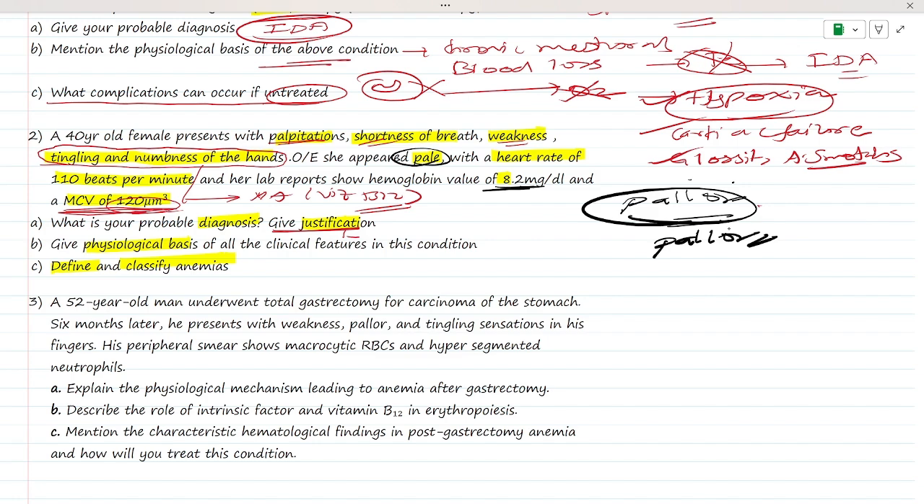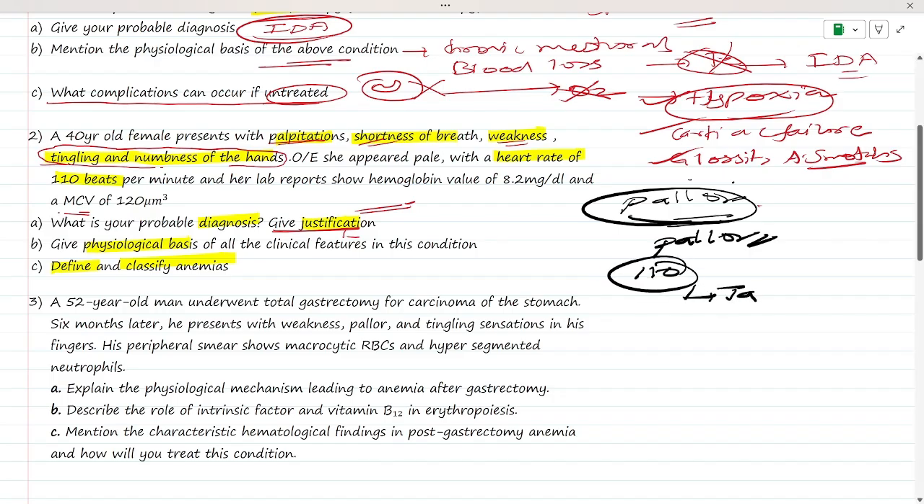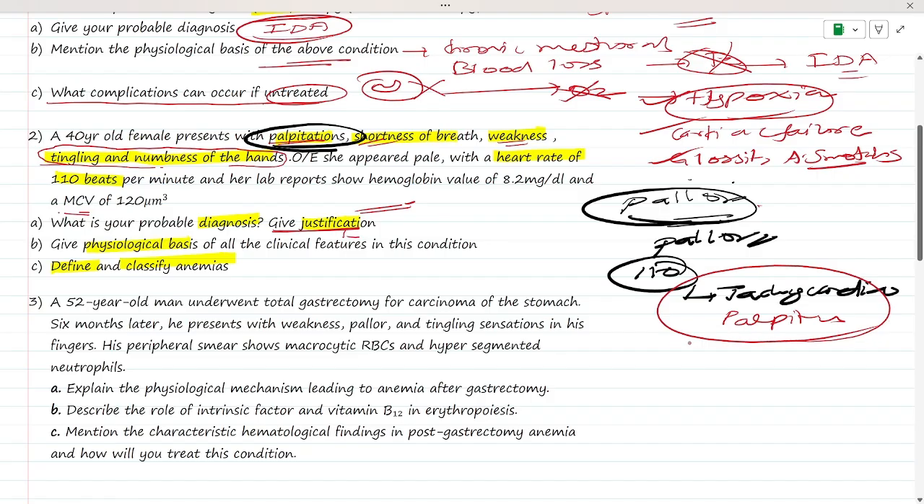Okay. And what is the reason for palpitations? You can see in the question they have mentioned the heart rate. The heart rate is 110 beats per minute. What does this heart rate indicate? It indicates tachycardia, right? And even in the question they have mentioned palpitations also. So this tachycardia along with palpitations occurs in megaloblastic anemia. Why does it occur? It occurs as a compensatory mechanism.